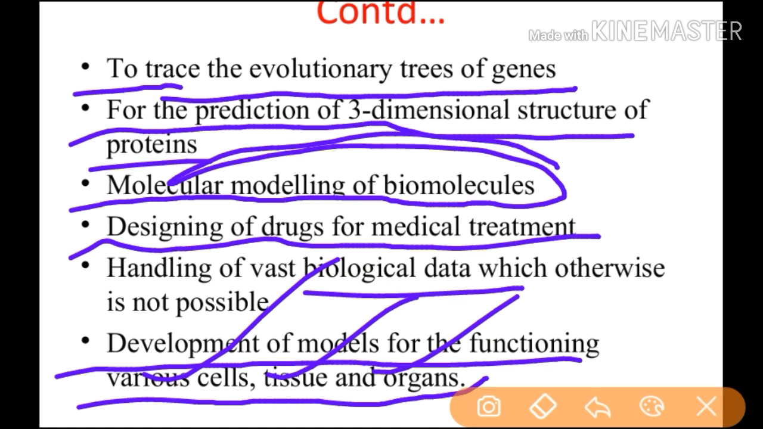So we have talked about its history, its types, its branches, its relation with computers and its applications too. I hope guys you get the whole picture of bioinformatics. If you have any comments, then comment down below.